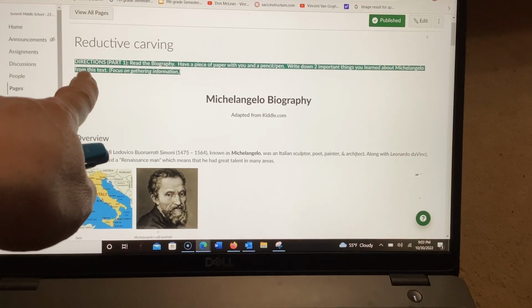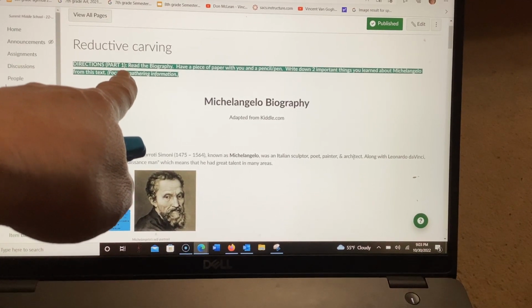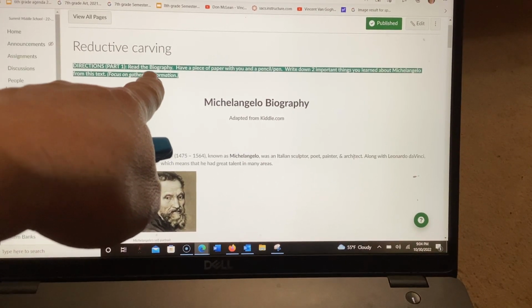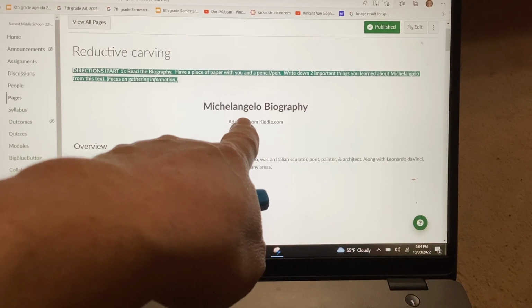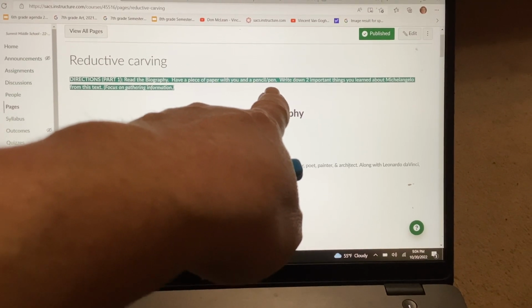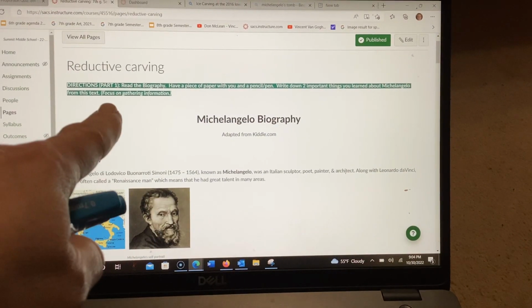So right here it says directions, part 1. Well, if it says part 1, chances are there's more than one part. Okay, so part 1, read the biography. That's this one, Michelangelo. Have a piece of paper with a pencil or a pen. Write down 2 important things you learned about Michelangelo from the text.